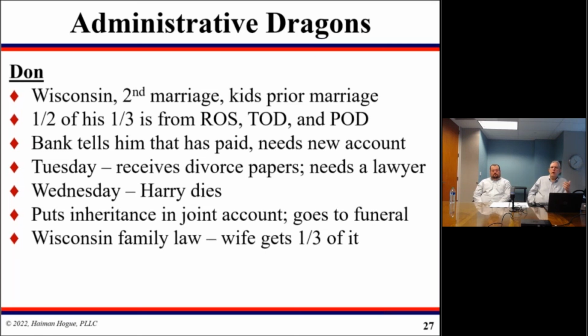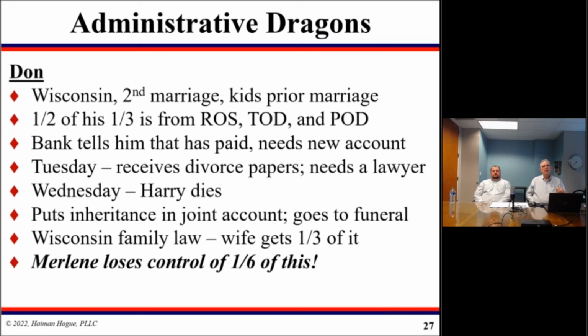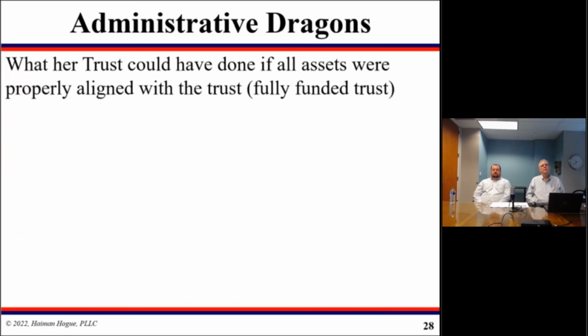Now, his wife was not the kind to take the assets out. She could have, but she didn't. However, under Wisconsin family law, she's entitled to 1/3 of it. Merlene lost control of 1/6 of what was going to Don. Do you see how right of survivorship, beneficiary designations, and TOD cause a loss of control? Hopefully, this will illustrate it pretty clearly for you.